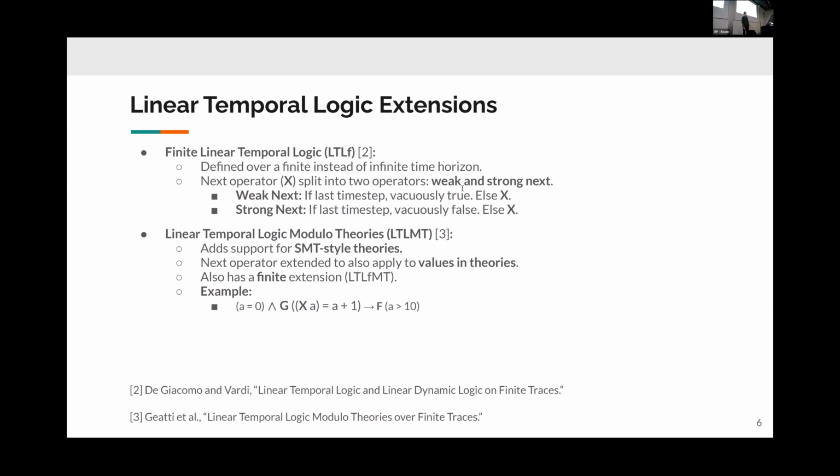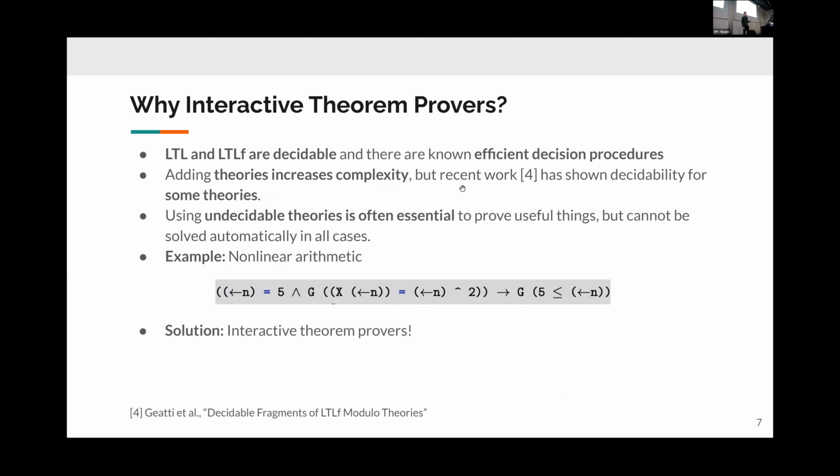But a lot of the real power comes in with this linear temporal logic modulo theories, which add support for SMT-style theories into the logic. And critically here, the next operator can be used on values inside these theories. So in this example, we can say, assuming a equals 0, and it's always true, the next value of a equals a plus 1, then eventually, in the infinite trace, a will be greater than 10. And so this adds a lot of complexity, which is why we need interactive theorem provers.